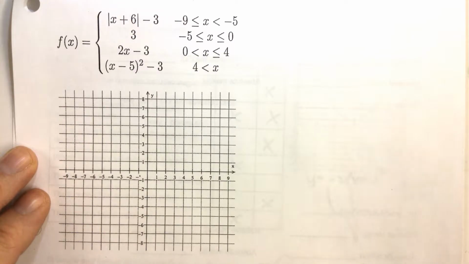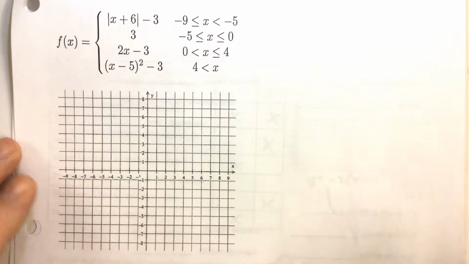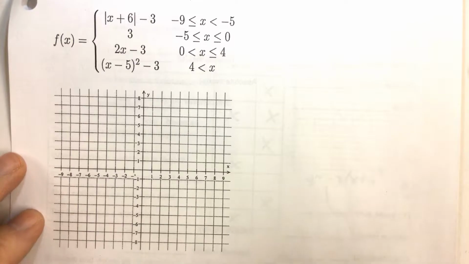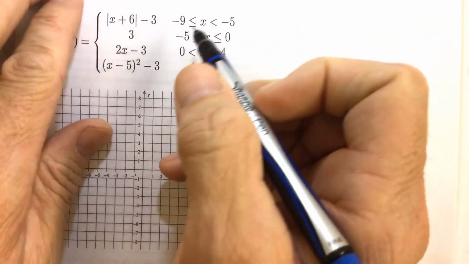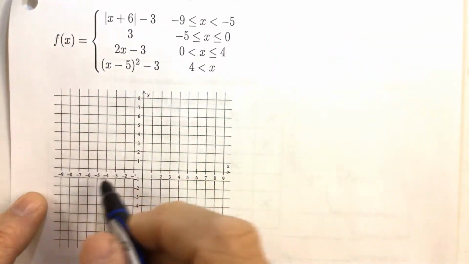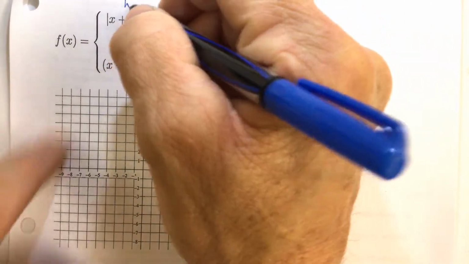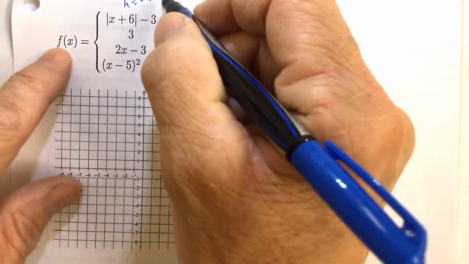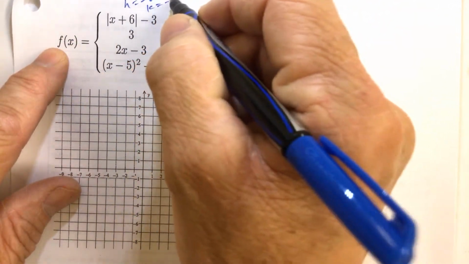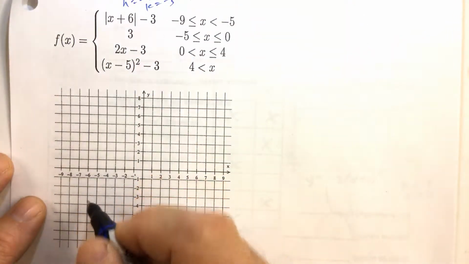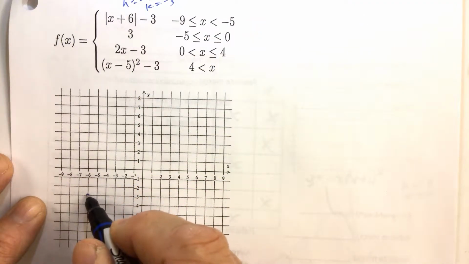This is probably the most misunderstood problem and most forgotten kind of problem. Here we have a piecewise function between -9 and -5. We've got h is negative. We've got an absolute value function. h is -6, k is -3. So we go -6, -3 is our vertex.